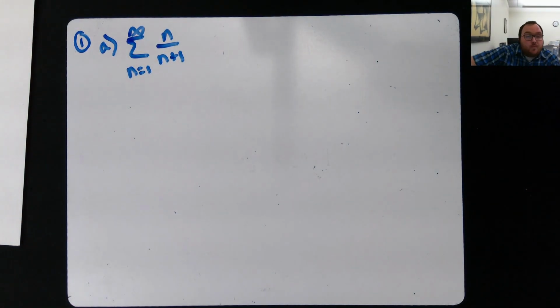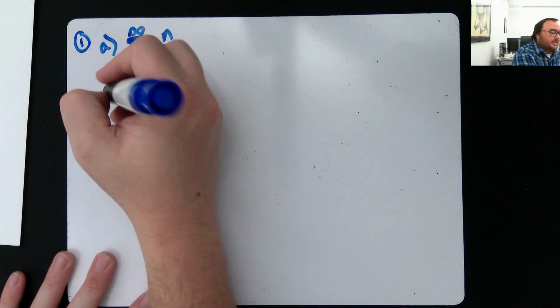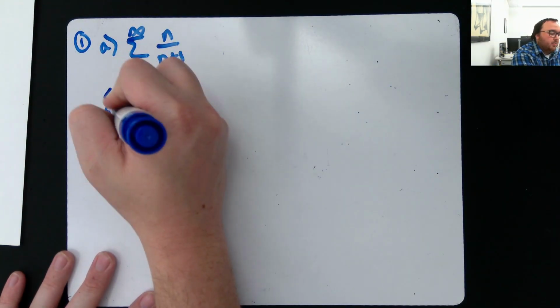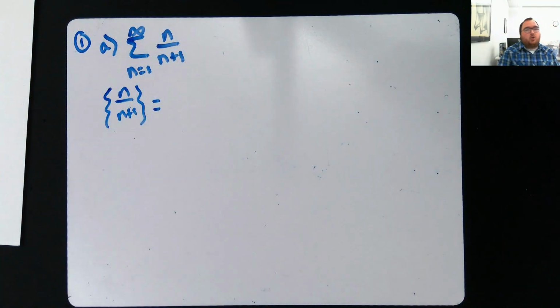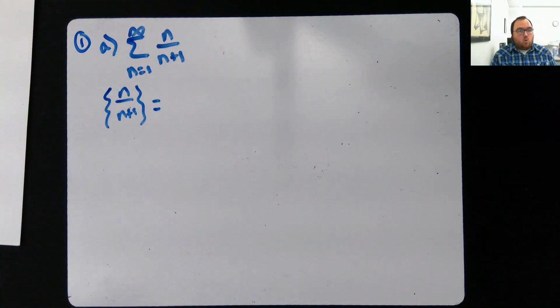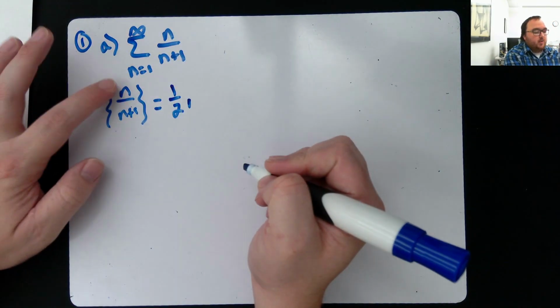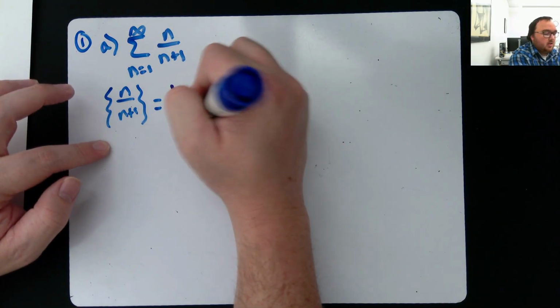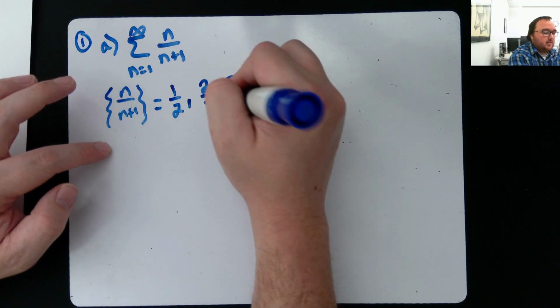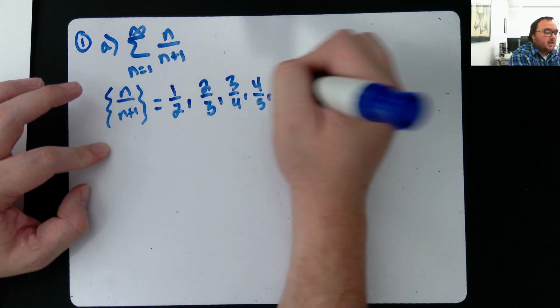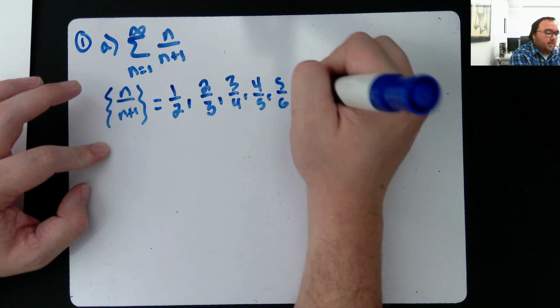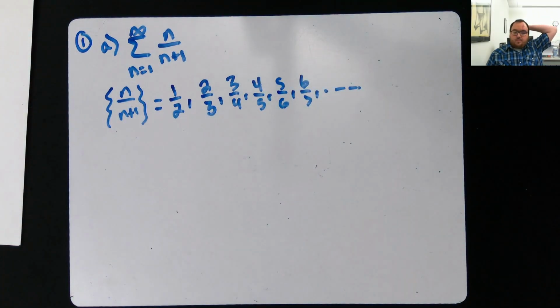What's going to be helpful is to list out what the terms are, okay? So for the sequence n over n plus 1, let's list those out. Plug in a 1, I get 1 over 2, so 1/2. Plug in a 2, I get 2/3. Plug in a 3, you get 3/4. 4 gives me 4/5. 5, 6, 6, 7, on and on.